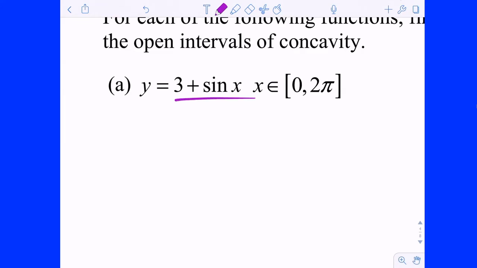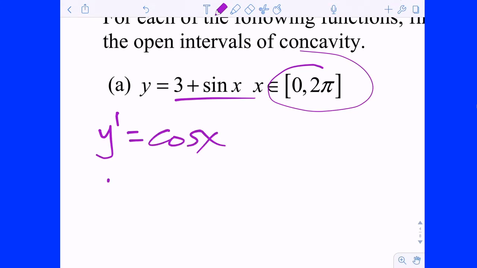What's the domain of this function? All real numbers. Okay, so I want to know where it's concave up and concave down on the closed interval from 0 to 2 pi. So we're going to need the second derivative. So we have to go through the first. Here we go. Cosine. Yay. The second derivative is negative sine.